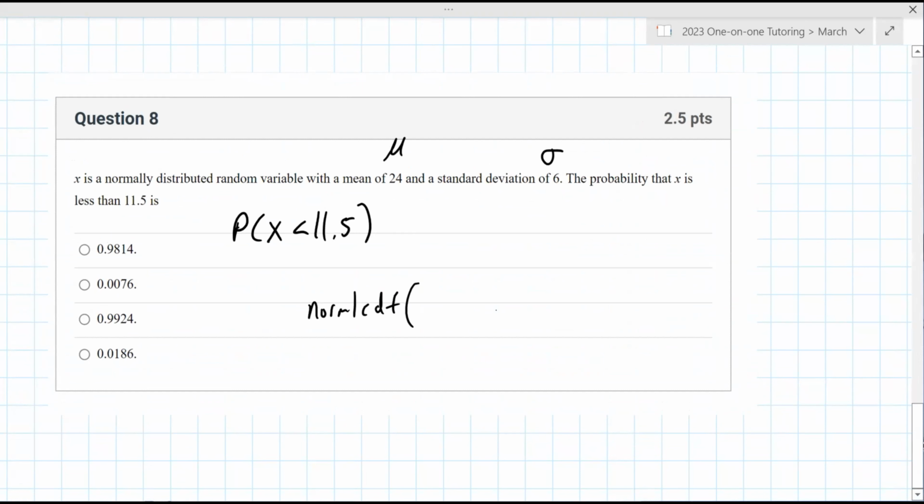Your lower is unknown. Your upper is 11.5. Do you remember what we put in the lower when we didn't know? Yeah, negative 10 to the 99. And they know that you might put the wrong number in here. I don't know how difficult your instructor would be, but that's pretty cruel, so just be careful with that. 24 and then 6.